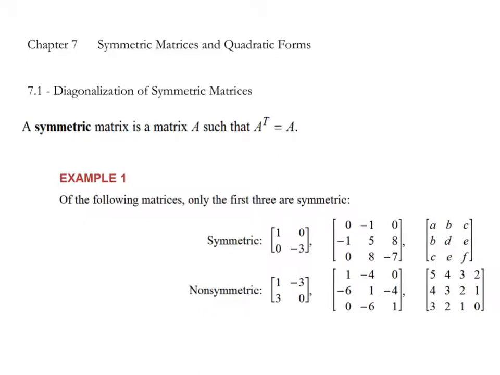Hi everyone, in this video we're going to look at Chapter 7. Chapter 7 deals with symmetric matrices and quadratic forms, and 7.1 specifically is diagonalization, so that word coming back, of symmetric matrices.